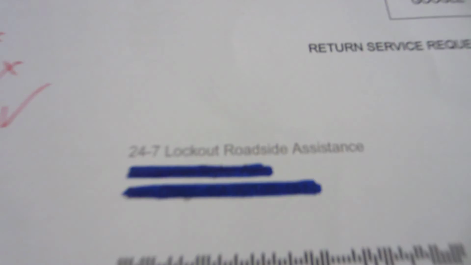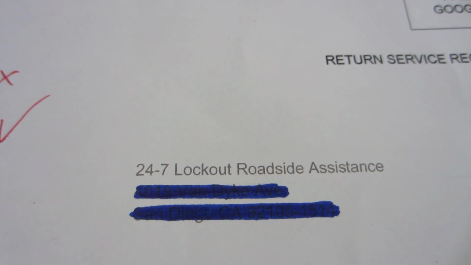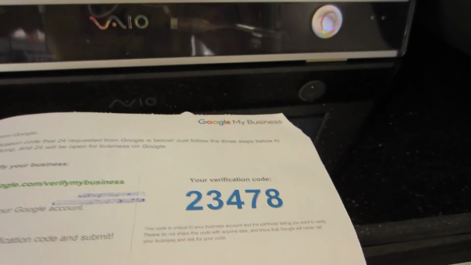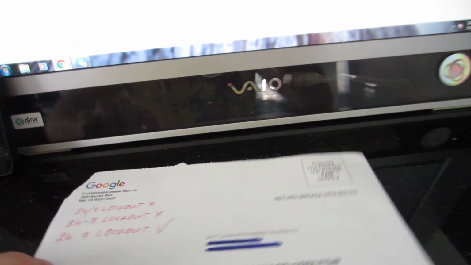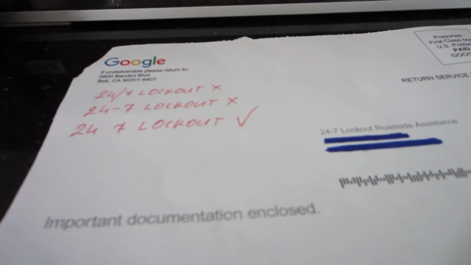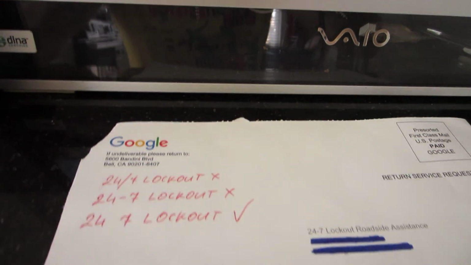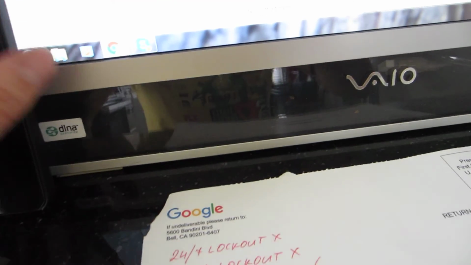So I registered, as you can see, I got this letter. I registered at a new location, and the letter is addressed as 24-7 lockout. As soon as I went to verify it, I got the PIN and verified it, and as soon as I verified it, before I had even logged out of the new account, it right away flagged red and the business was suspended.